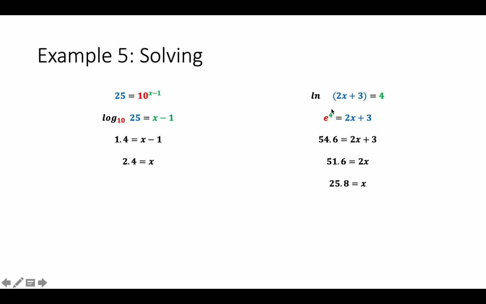And then you can use your calculator to figure out what e raised to the 4th power is, which is 54.6, equals 2x plus 3. So again, this turns into a linear equation. I'm going to subtract 3 from both sides, which gives 51.6 equals 2x. Divide both sides by 2 to find the x value equals 25.8.